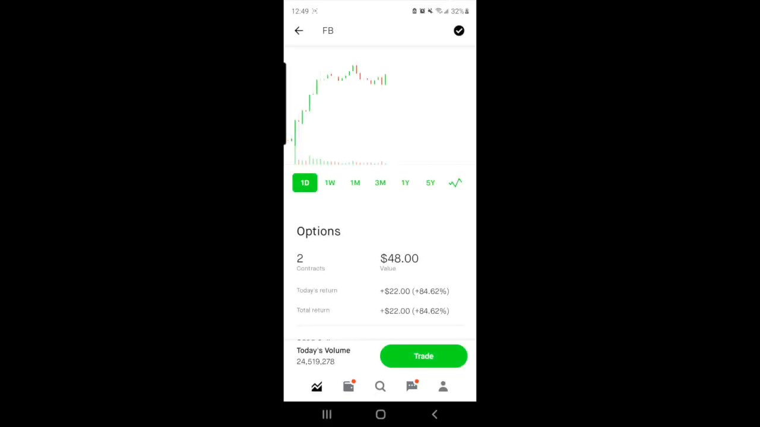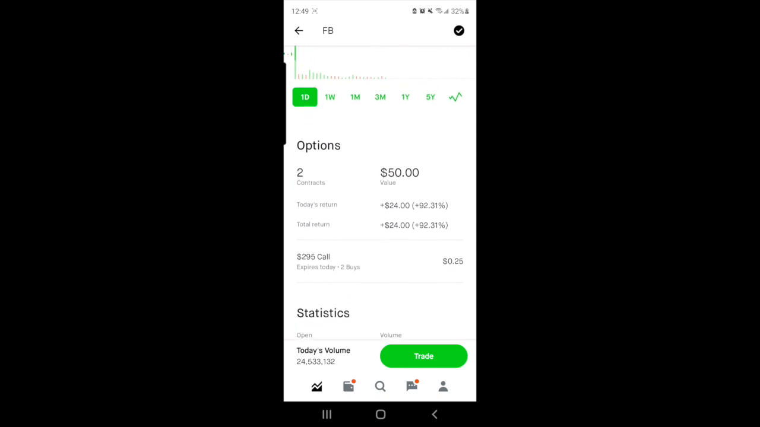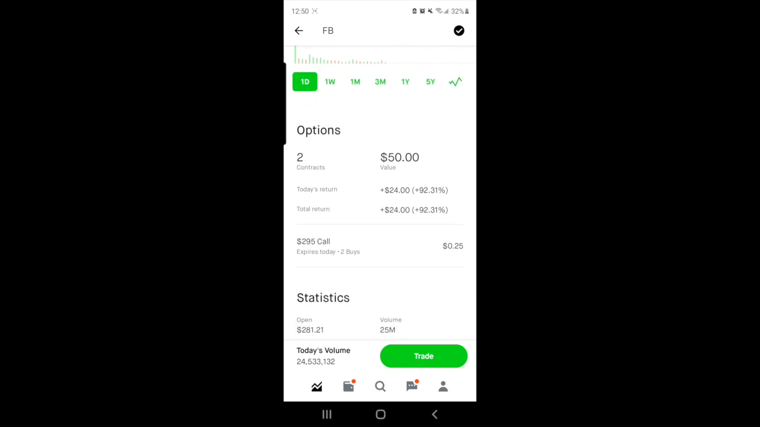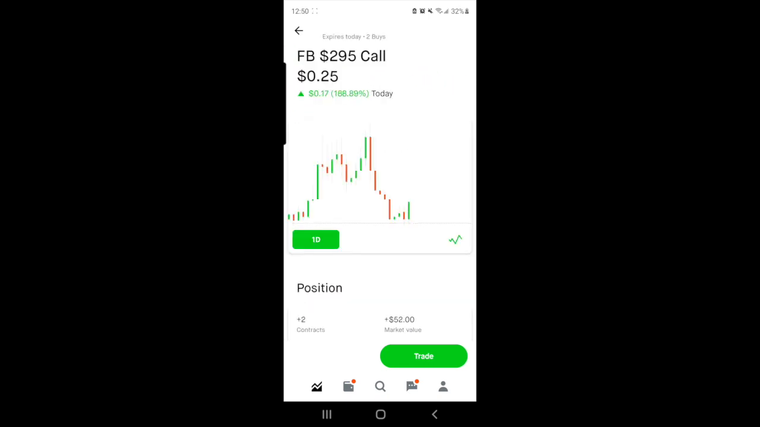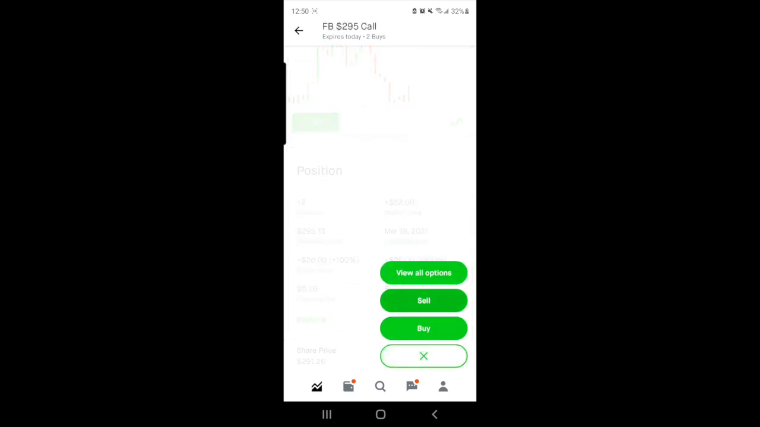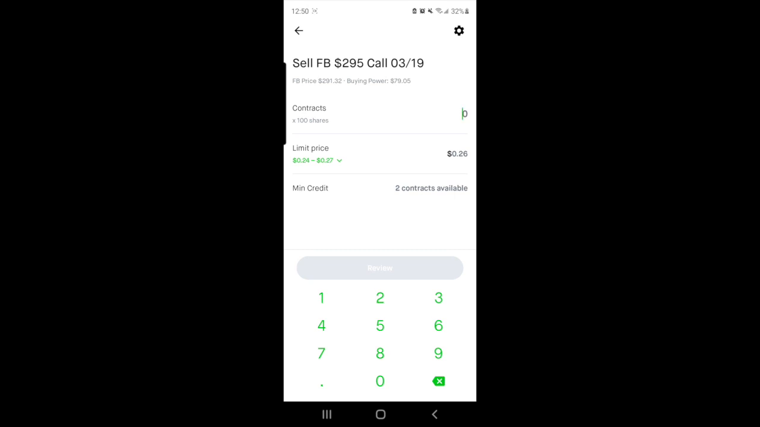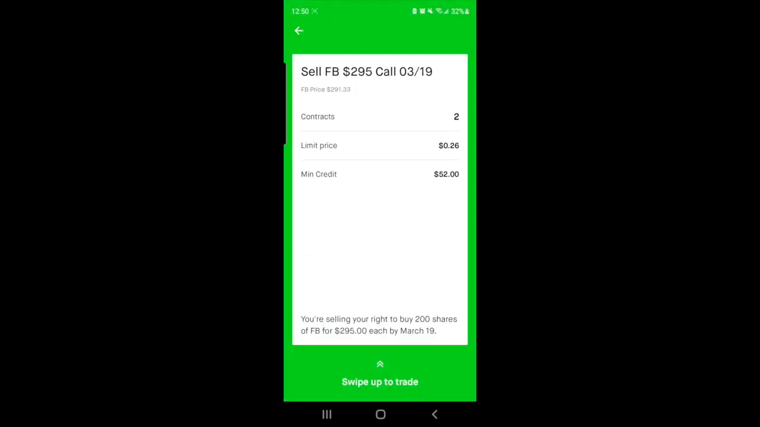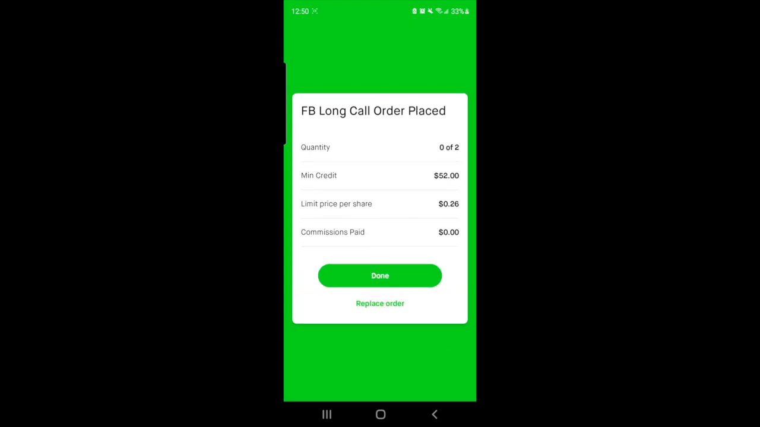Right, so we're up 84% on this trade. I've been in for about 15 minutes, so we have a $22 profit. So pretty much how we're going to get out of this trade, we're simply going to select this 295 call. And then we see we're up 100% now. And then we're going to sell. We don't want to be too greedy, especially having a small account. We want to go ahead and sell these two contracts, $52 profit. You hit review, and then you simply swipe up to gain your profits.